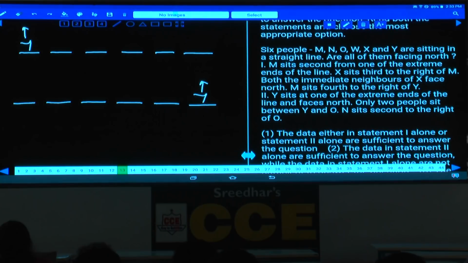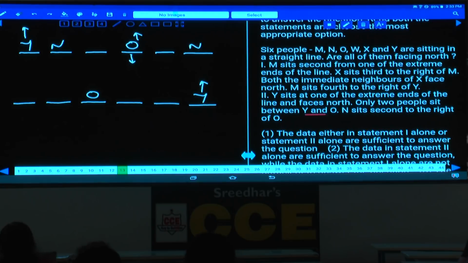Only 2 people between Y and O. O will be here. N sits second to the right of O. As N is seated second to the right of O, if N is here, then O will be towards north. Or if N is here, O will be towards south. Hence O can be either north or south.